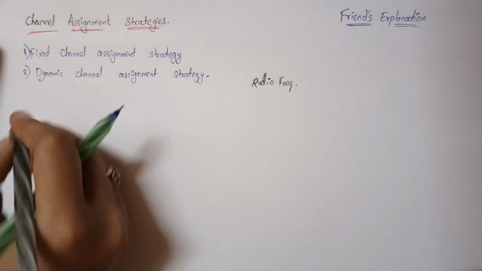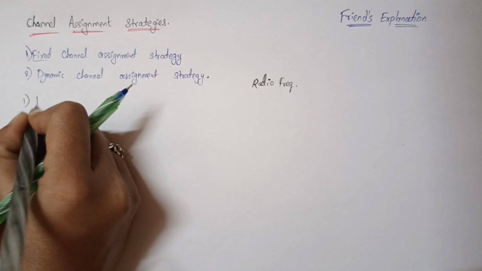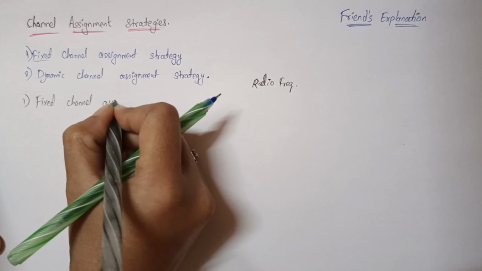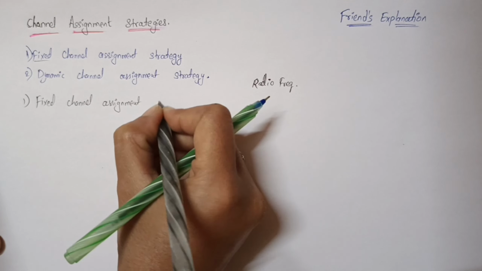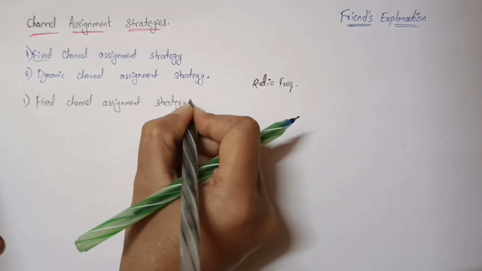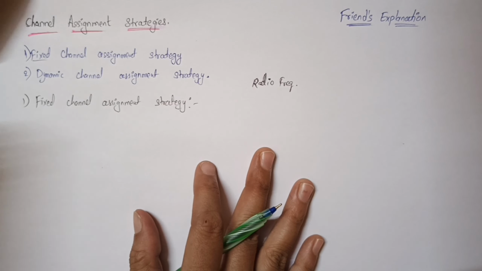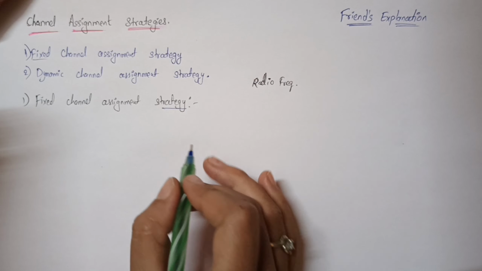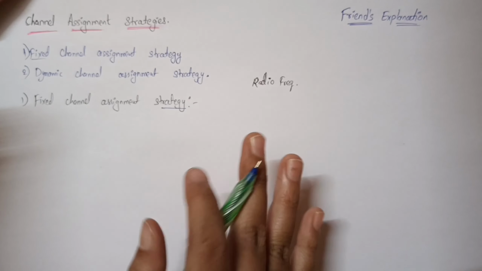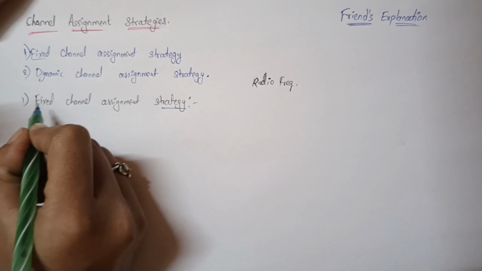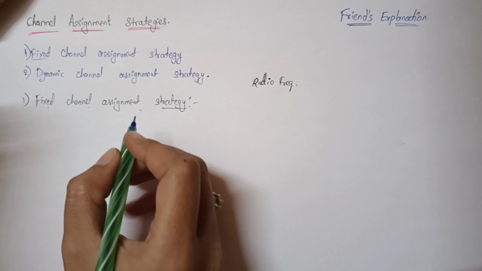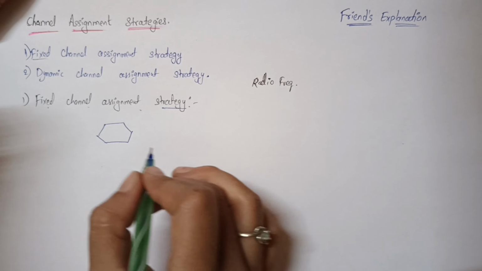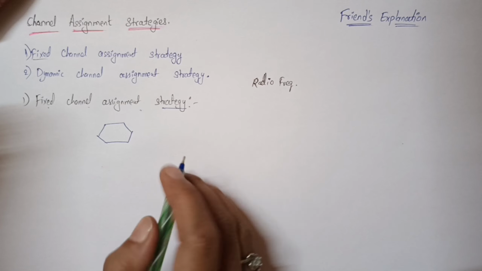First, let's discuss the fixed channel assignment strategy. What is the fixed channel assignment strategy? It is a network design and management strategy used in our cellular and wireless communication systems. In fixed channel assignment strategy, each of the cells in a cluster is assigned a specific and non-changing set of radio frequencies.